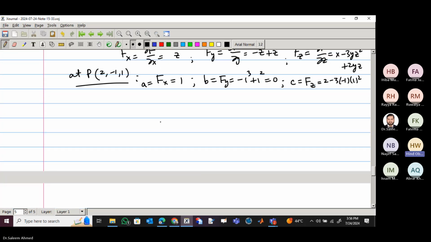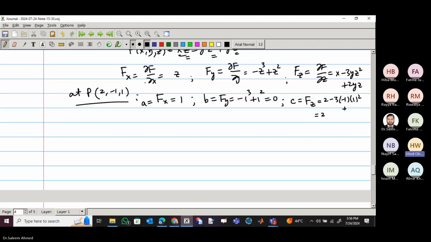Mister, we cannot make 3z to the power 2 when we are taking fx, fy and fz. Where is the power in fx? Look at fy. There is negative 3z squared, so it becomes negative 3z to the power 2 plus 2z. z is 1. So 1 cube is 1, minus 1 cube is 1, and 1 square is also 1. So it is 0.